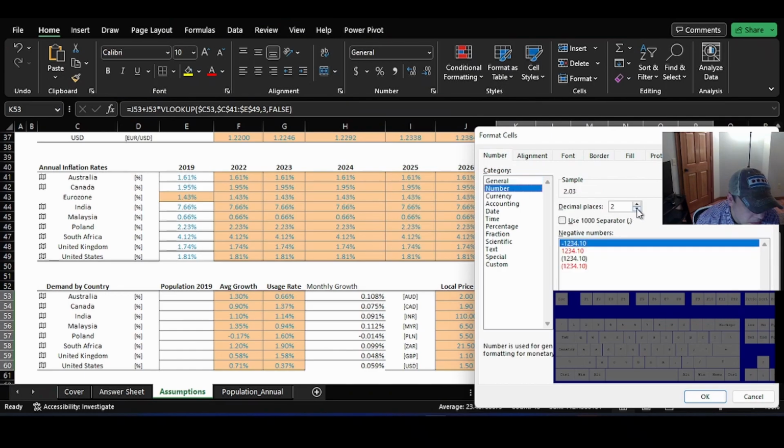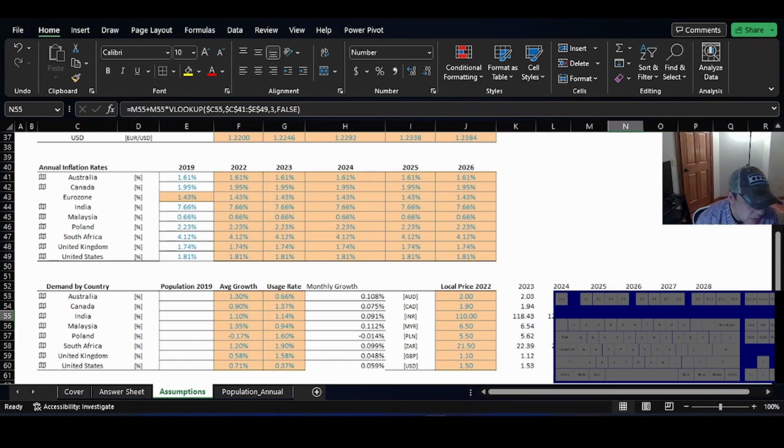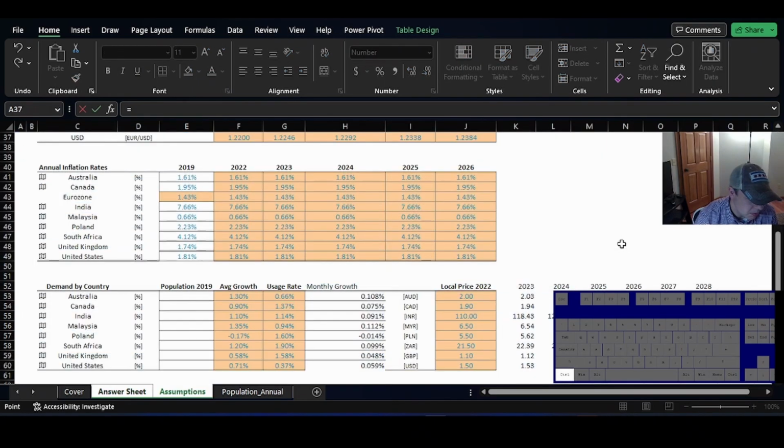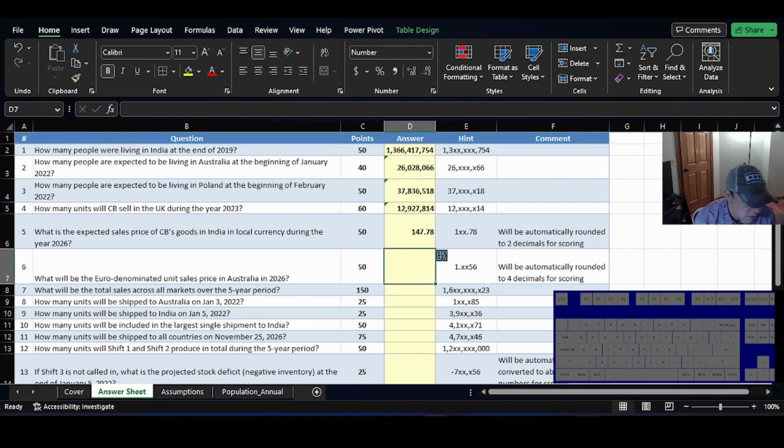Number 2, and use that so I know what's going on. All right, so we're looking for India. I thought I saw in 2026, 147.78. Oh, okay, nice. So equals that. Cool. So we got that.